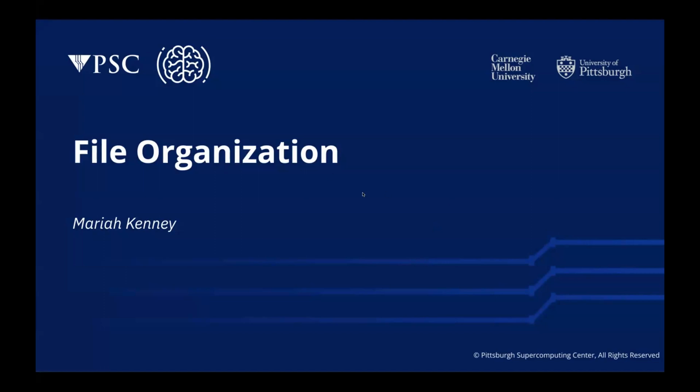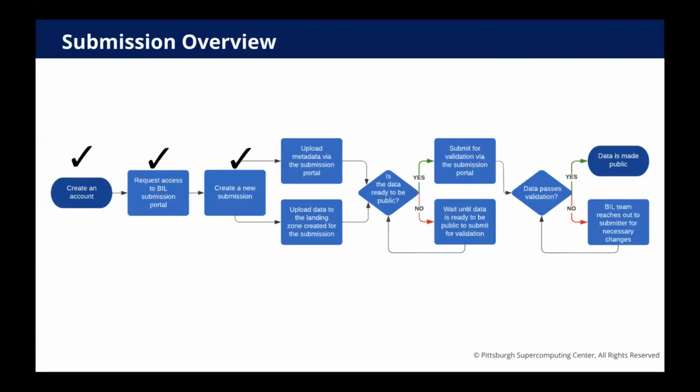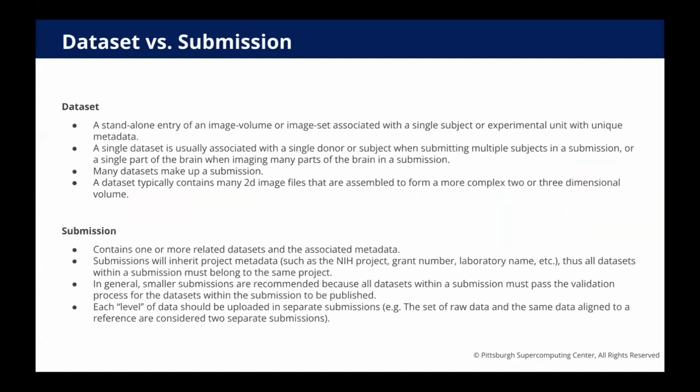All right. So now that you know where to upload your data, what you also need to know is how it needs to be organized in order for it to be properly ingested and published at BIL. You've gotten through all of these steps in the submission process. So once you're ready to upload everything, how are you going to structure it?